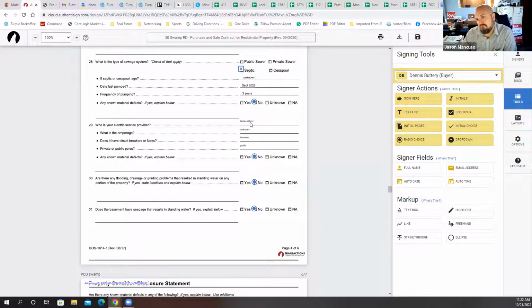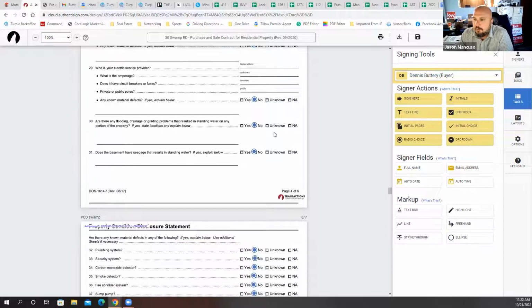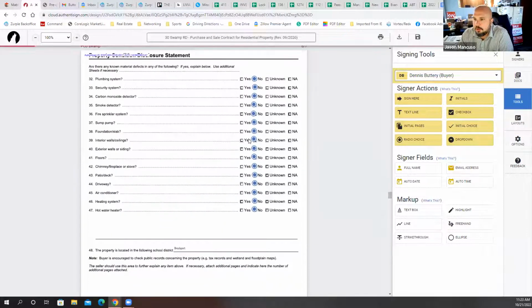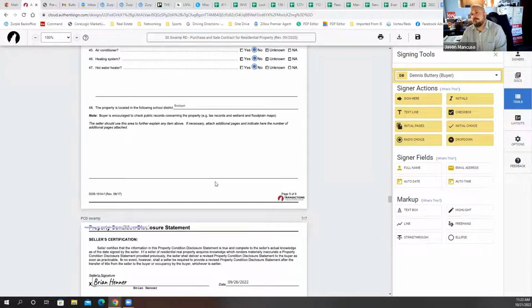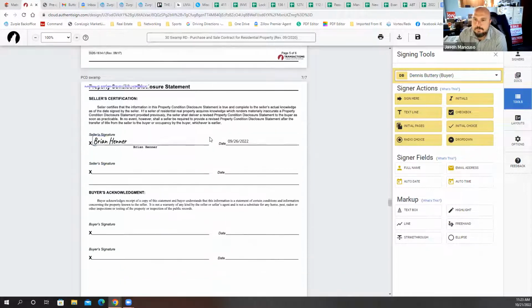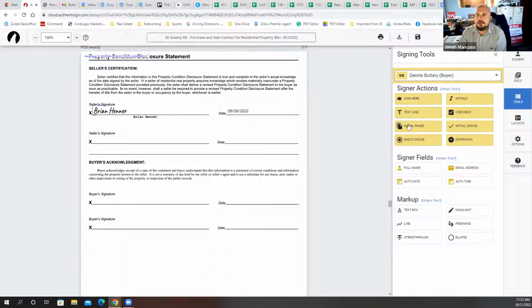Electric service, be important in this case. They understand they're on National Grid and not RG&E. But no big deal. No, good. And then, this is asking, is there anything wrong with all this? And they're saying no to everything, which is good. School district, this section here, if anything's filled in, it's an opportunity for a seller to explain things further if needed. But, again, this is where things stop getting filled in.